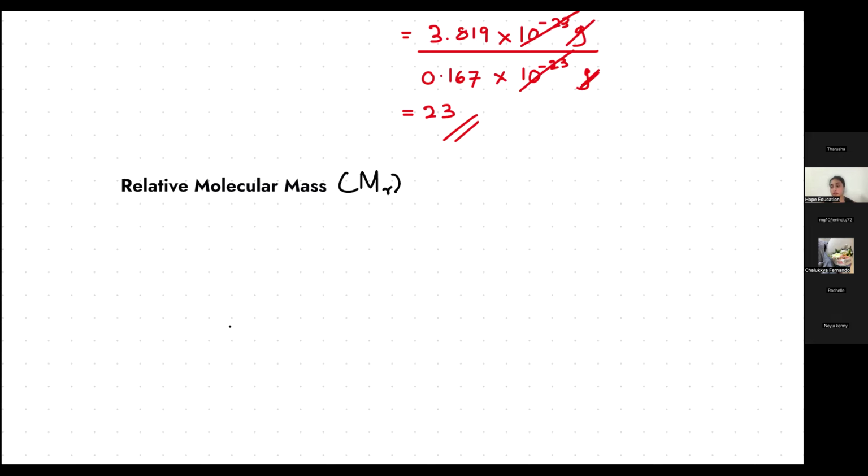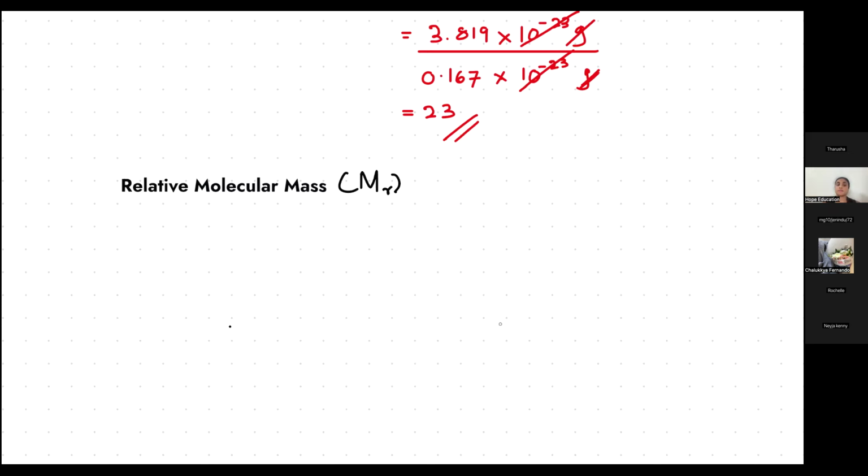Yes, so relative molecular mass. Now we talked about relative atomic mass. Relative atomic mass is for singular atoms. But if you look at the world of chemistry, not everything exists as atoms, right? Sometimes there are also groups of atoms, which we call molecules. So relative molecular mass is for such groups of atoms. Okay, is that clear to all of you, Lamai? And also, can all of you hear me well?